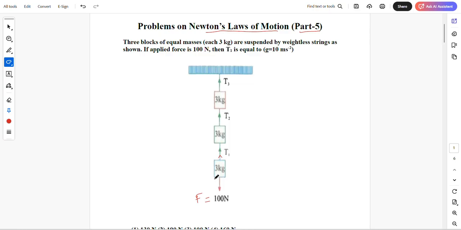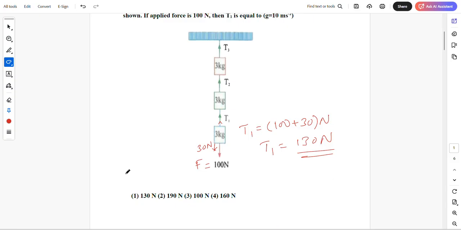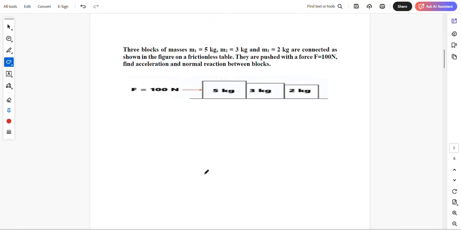Now, if I apply mg force, F is equal to what? M into g, that is 30 newtons. How much is the tension here? Directly we are getting T1 is equal to 30 plus 100, that is 100 plus 30. T1 is equal to 130 newtons is the right answer. Hope you have understood this one. Okay, now next problem.